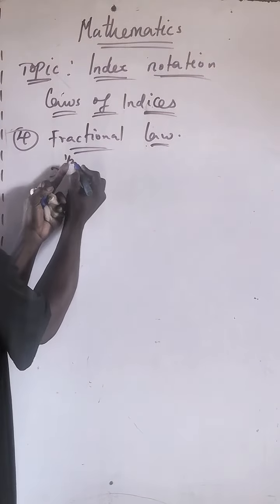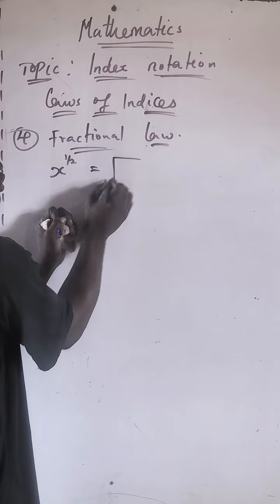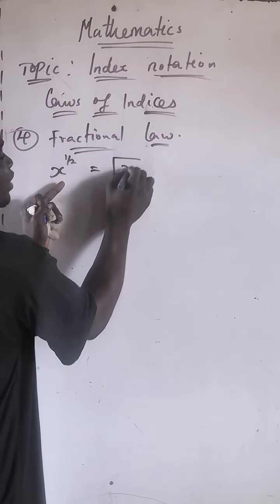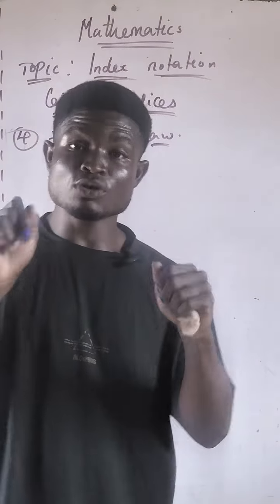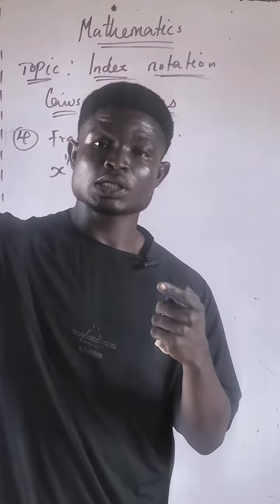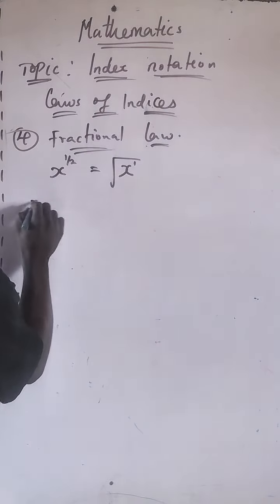If I'm having 2 here, like this one here currently is 2, so it's going to be what? A square root of the base raised to power the numerator 1. See that? Anything you have in the denominator should be used to form a root of the base raised to power the numerator.